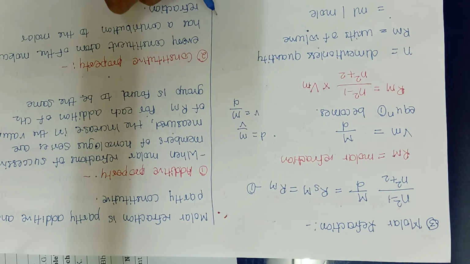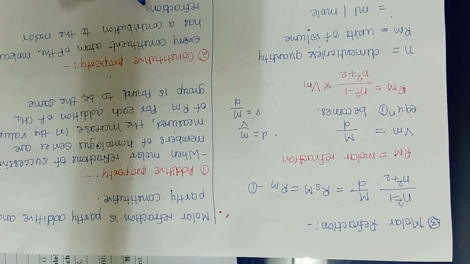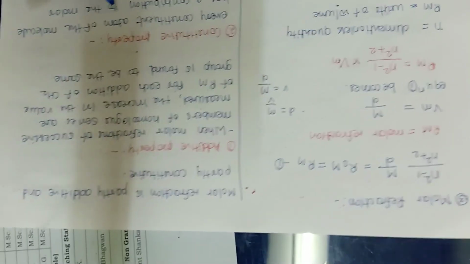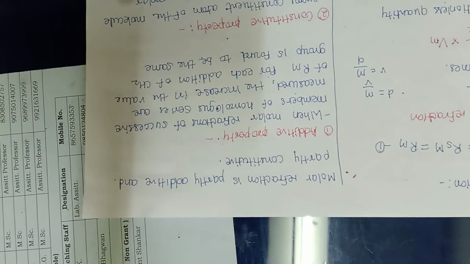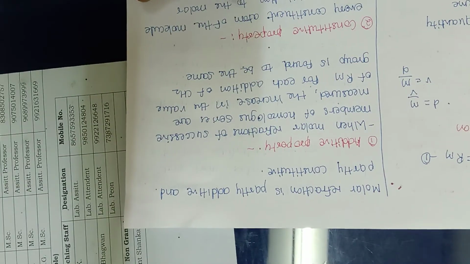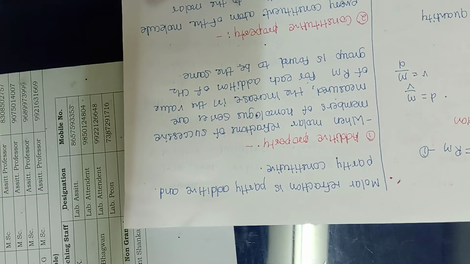So we have already seen three methods. First is refraction, second is specific refractivity, and third is molar refraction. The molar refraction is a partly additive and partly constitutive property. We will explain what is an additive property and what is a constitutive property.